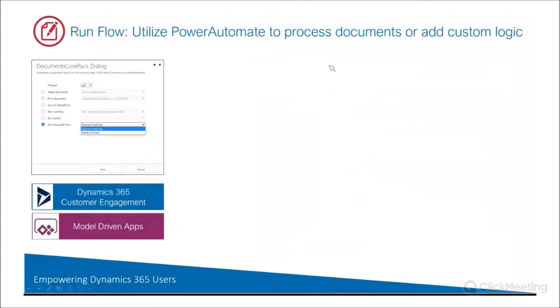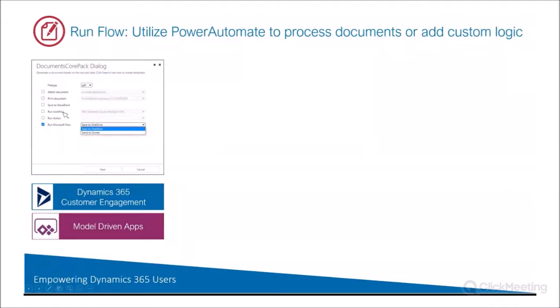We're pretty excited about this because it extends the possibility of the DocumentsCorePack dialog. One of those ways is giving you, like I said before, the ability to run a flow or Power Automate if you like. It allows you to use that to process those documents and maybe add some custom logic to it. You're setting up these flows, and it's a little bit of a setup. We'll go through that in the demo, but you're able to select from a list of flows that you have and run those, and that's available to you in customer engagement or even in model-driven apps.